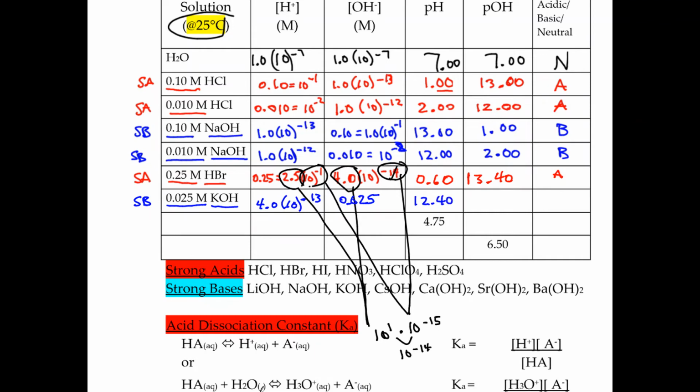Subtract from 14, you get 1.60. And this is a base. Now, how do we work backwards if we know the pH? Well, if we know the pH is 4.75, that tells you right away it has to be an acid.